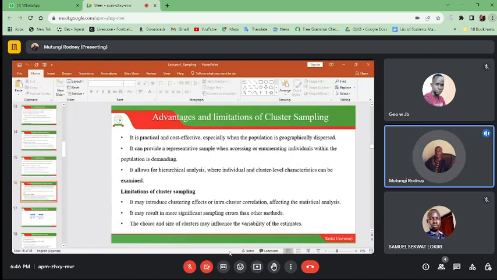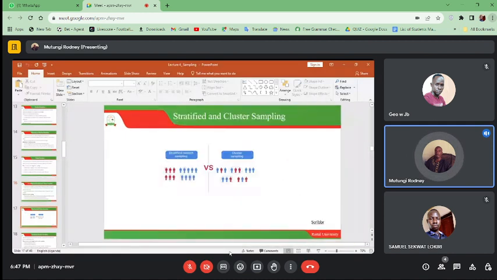Then the choice and size of the cluster may influence the variability of the estimates. So you might choose street 2 and 3, and yet they have fewer people that reside in them, okay? So then you might not use that sample to generalize on the entire population of the people in Juba, okay? Because you have very few people that have been represented in your sample. So that is the limitation of cluster sampling.